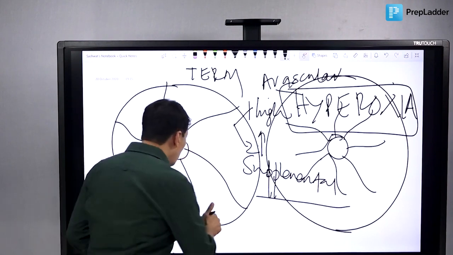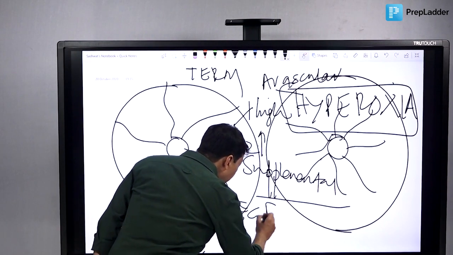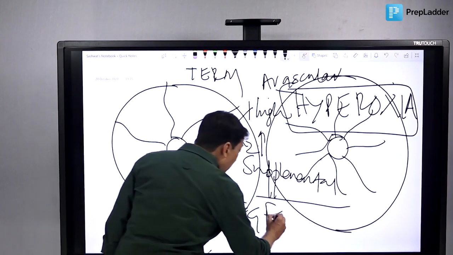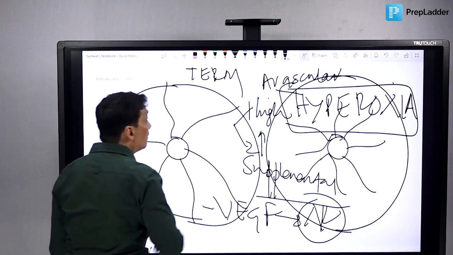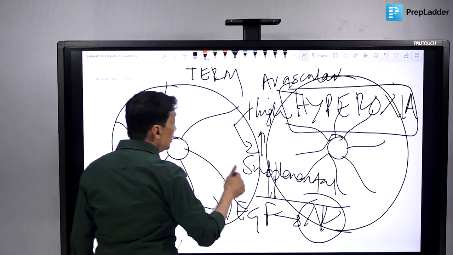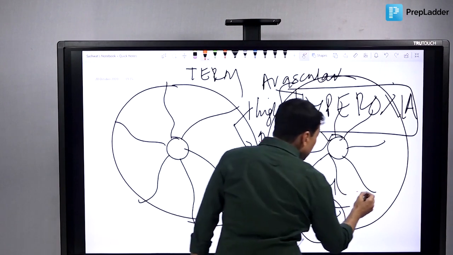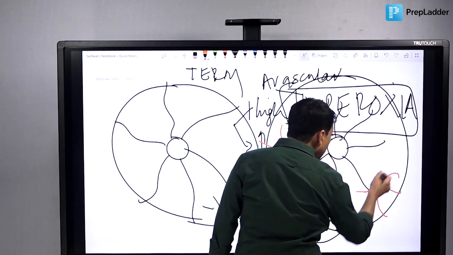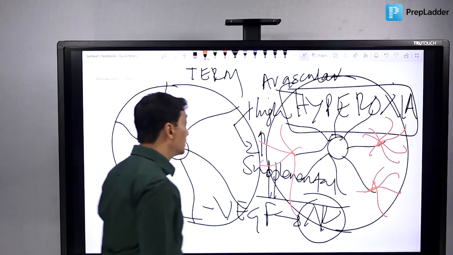And hypoxia, we all remember, produces VEGF, vascular endothelial growth factor, and this VEGF causes neovascularization. So this child lands up with new blood vessels which sprout at the junction of the vascular and the avascular retina. So paradoxically, this child now develops new blood vessels which come up at the junction of the vascular and the avascular retina.